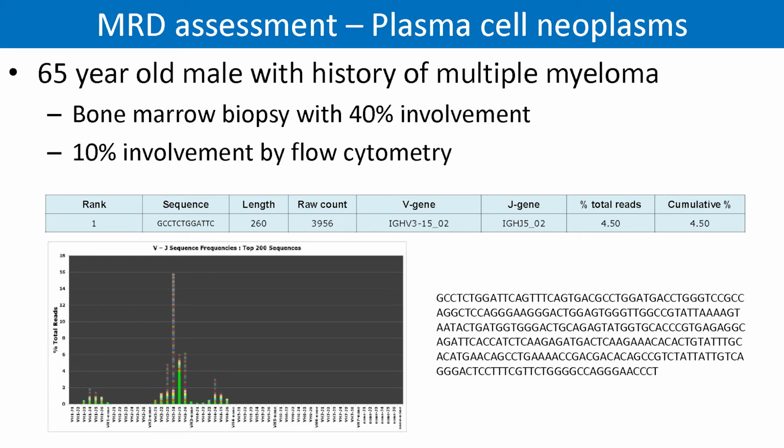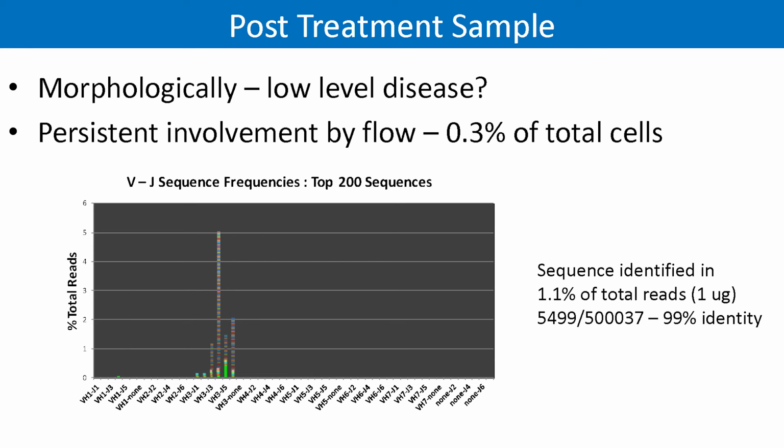In terms of the flow cytometry, this patient, for example, had 10% involvement in the diagnostic sample, and then with the NGS assay, we found the clone, as you can see here. This is the sequence of the clone, and it was present at about 5%. So in the post-treatment sample, when you already start at just 10% clonal sequence, you know that later on the assessment of that patient is going to be very difficult.